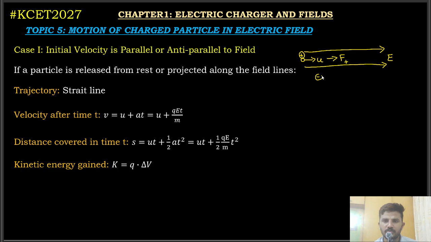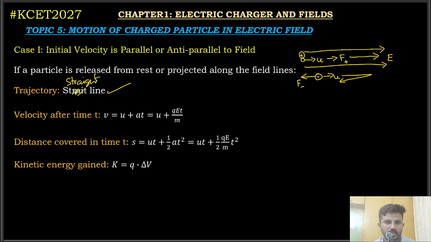If it is a negative charge, the initial velocity is in this direction, but it experiences force in this direction. So it moves in this direction and comes back, bouncing back at 180 degrees and moving back in the direction of force. Now, what is the direction of the path traveled? It is a straight line. Whether it is bouncing back or moving in the same direction, the path is not changing. The path is a straight line.